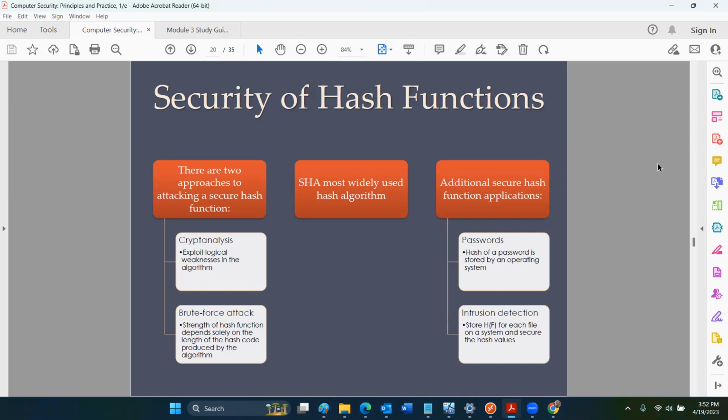Now you can pre-calculate hashes for password combinations, and this is called a rainbow table, okay? Has anyone ever heard of the term rainbow table? No?